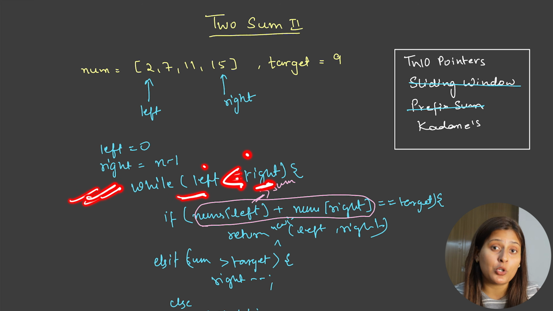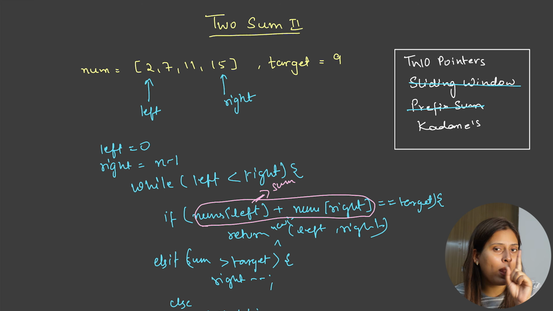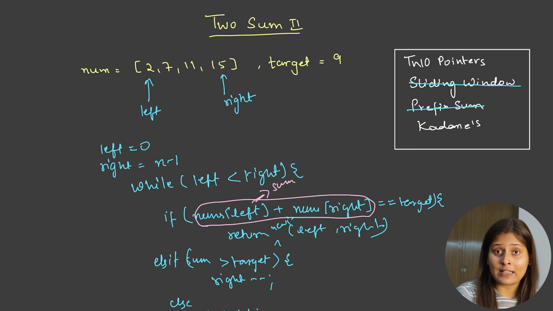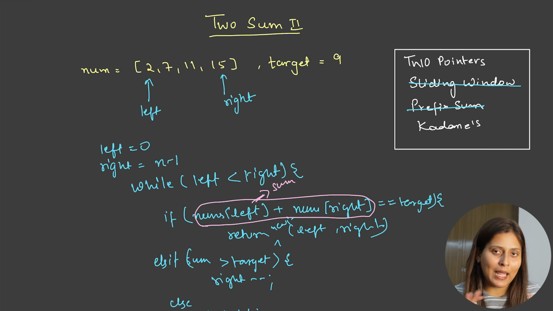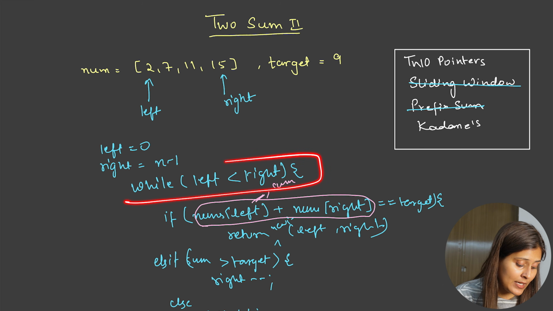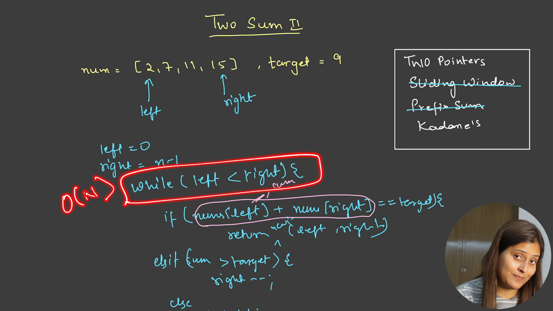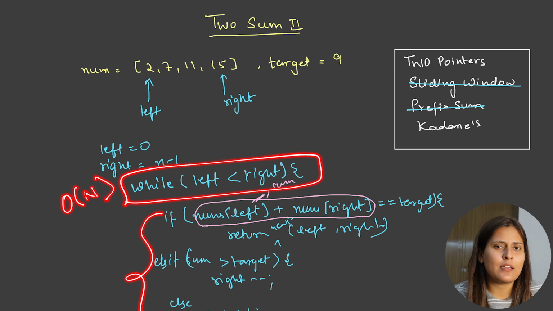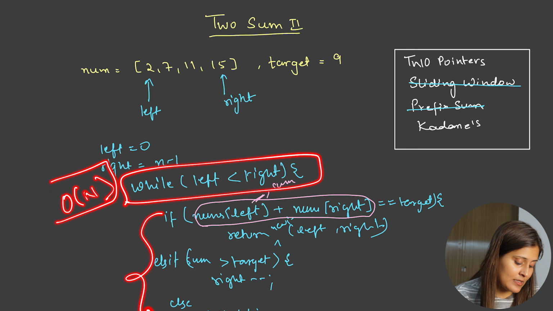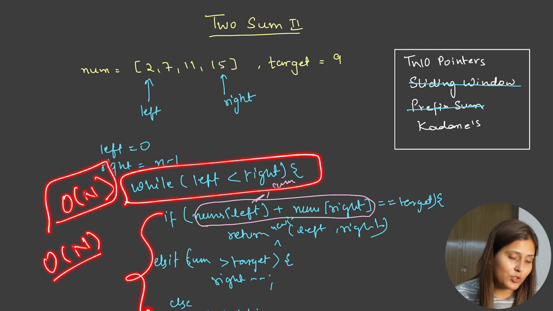So if you see more closely, what is the time complexity here? Every pointer, left or right, is only touching one number or one index. And if that index is touched by left already, it will not be touched by right, because this while loop will end there. It means the total time complexity for the while loop is only O of n. And inside it, it is just an if or else check that requires only O of 1. So hence the total time complexity is O of n in the case of the 2 pointer approach.